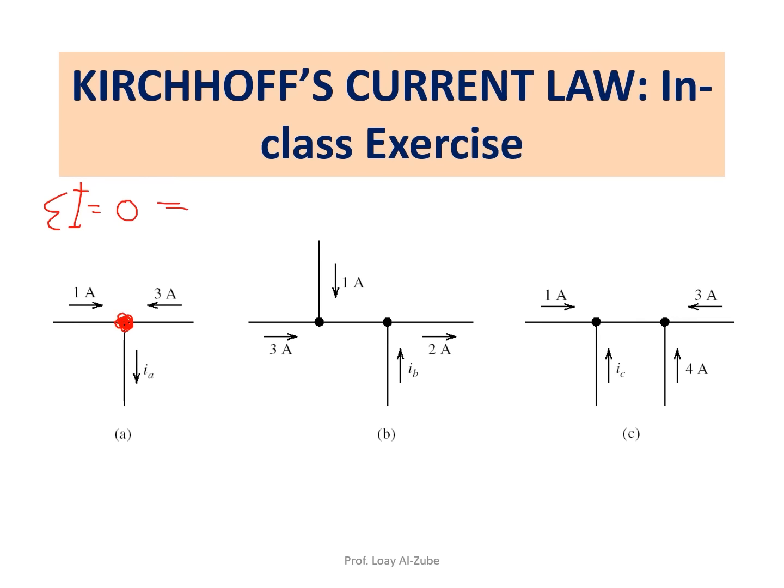So if coming in is positive and coming out is negative, correct? Make sense? So I will say that 1 plus 3 minus IA should equal 0. So IA is negative, right? You move it to the other side so that it becomes positive. IA equals 4 amperes. But you need to build the notation. You need to make sure that you are following the same rule.